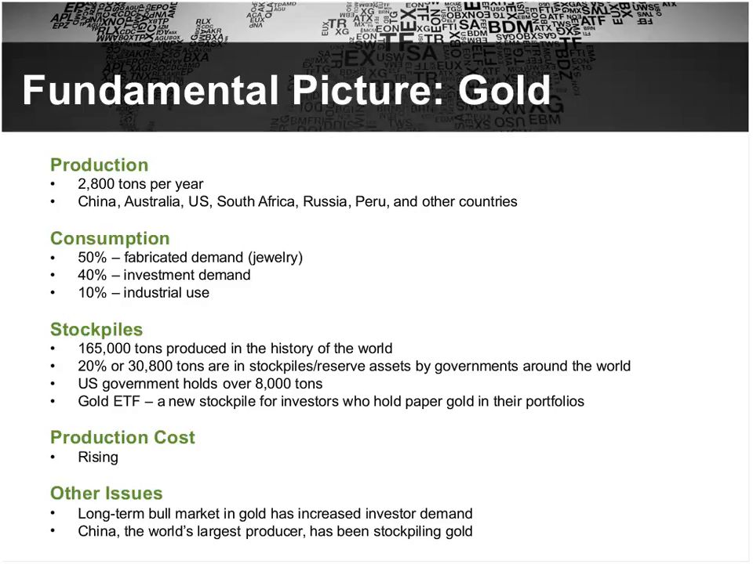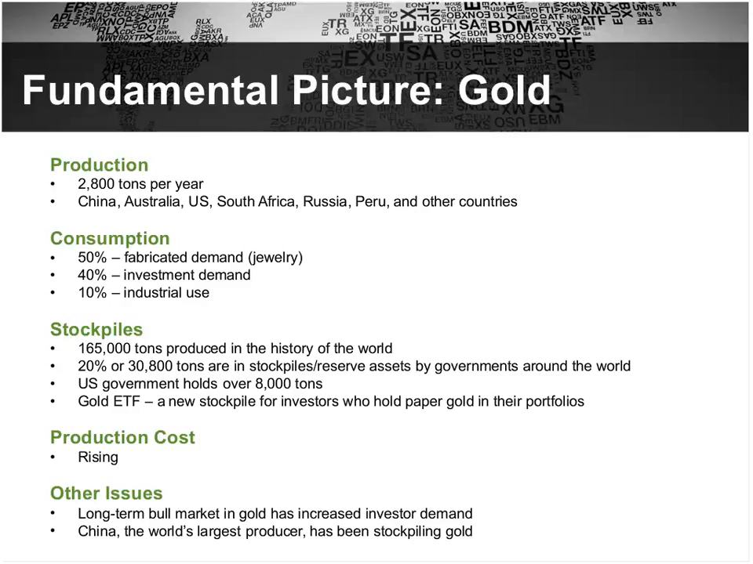Gold has significant stockpiles. Every ounce of gold that ever has been produced in the history of the world still exists. 165,000 tons have been produced, and 20% of that production, or 30,800 tons, are in stockpiles and reserve assets held by governments around the world as a reserve asset or as a foreign exchange asset. The U.S. government holds over 8,000 tons. Now, new instruments such as the gold ETFs introduced recently are a new stockpile, and it represents investors who have paper gold backed by gold that's physical in vault.